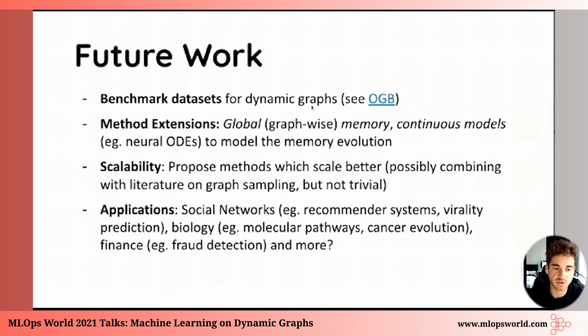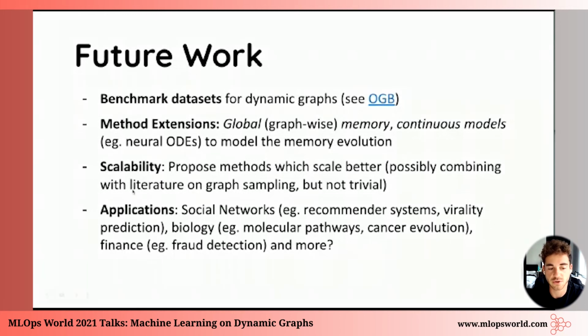It's also possible to think about method extensions. So having a memory which is also global, for the whole graph, and replacing the RNN with continuous models. Probably you've heard of neural ODEs, which are continuous versions of recurrent neural networks that suit well the continuous time that our model has to deal with in this case.